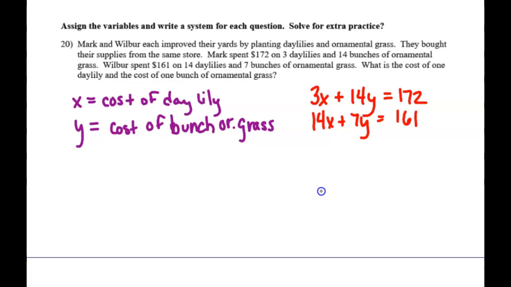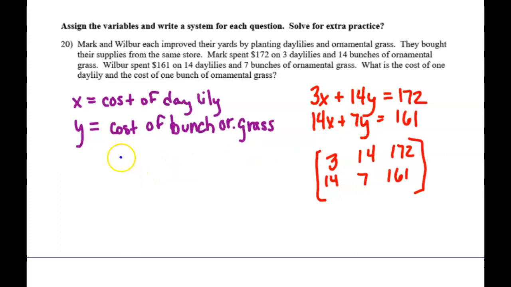One of them on Delta Math you actually have to solve, and eventually you're going to have to solve more. I'm going to show you how eventually to do these with matrices. This would be 3, 14, 172, 14, 7, 161 if you were doing it that way. We could also multiply this bottom one through by a -2 and the y's would drop out. Anybody remember doing that?